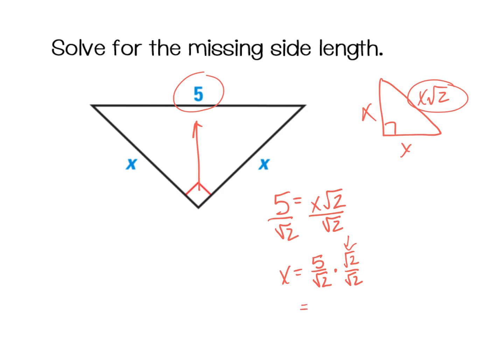So let's multiply our numerators. I have 5 times radical 2. And then in my denominator, I have radical 2 times radical 2. A little side note over here: radical 2 times radical 2 would give me radical 4, and the square root of 4 is 2. The whole purpose in doing this is to get rid of that radical in the denominator. So my answer, the length of my leg, is 5 radical 2 over 2, because we have x by itself.